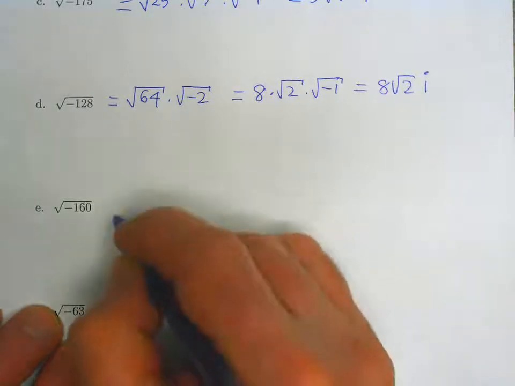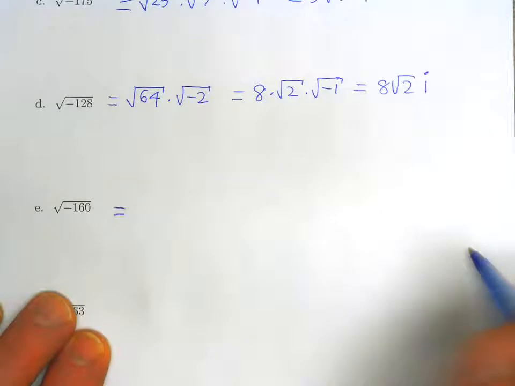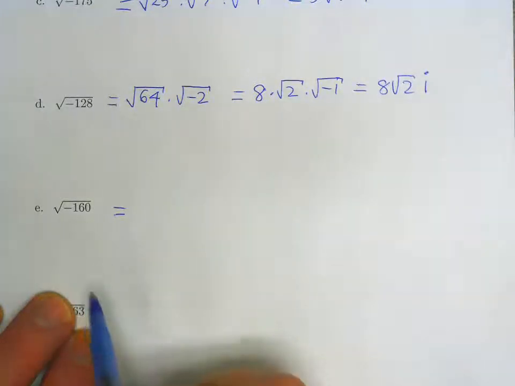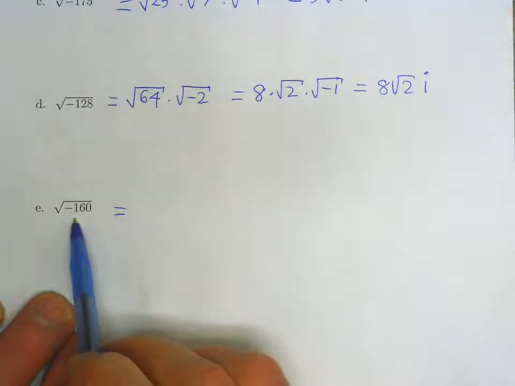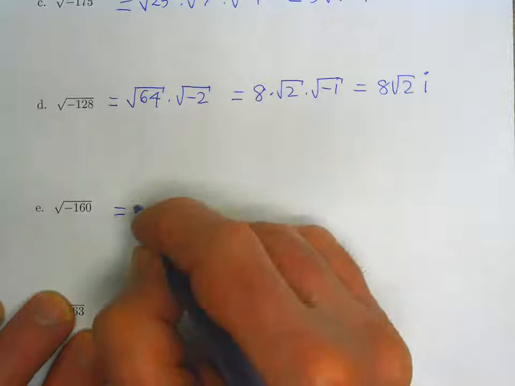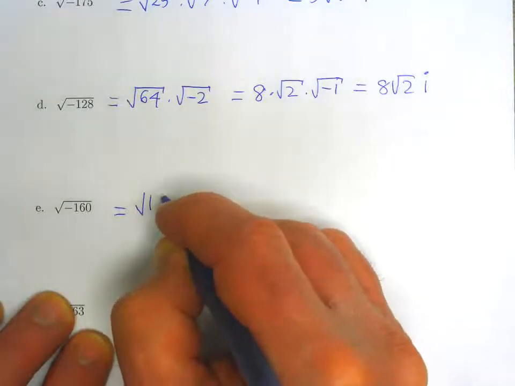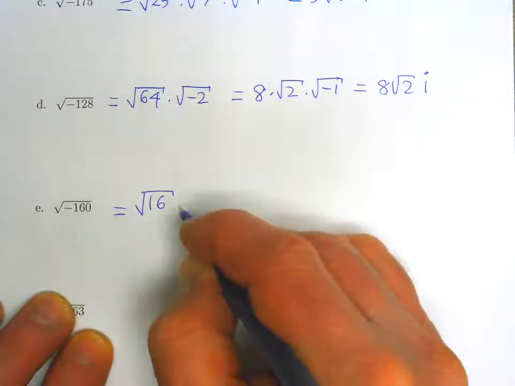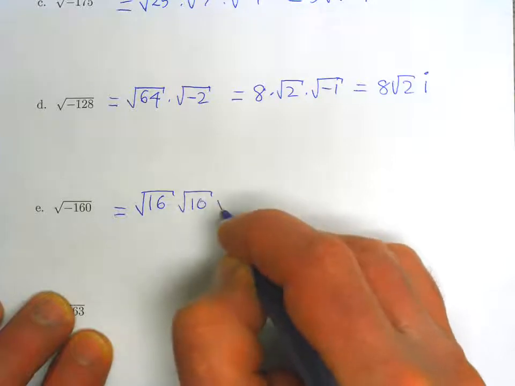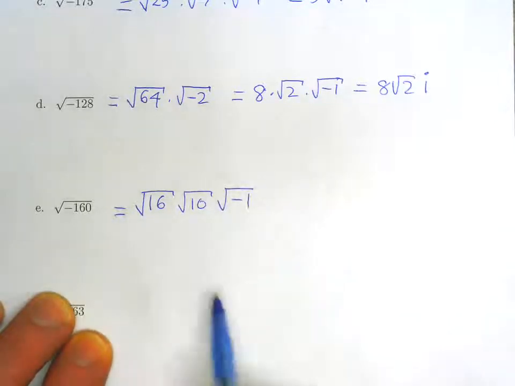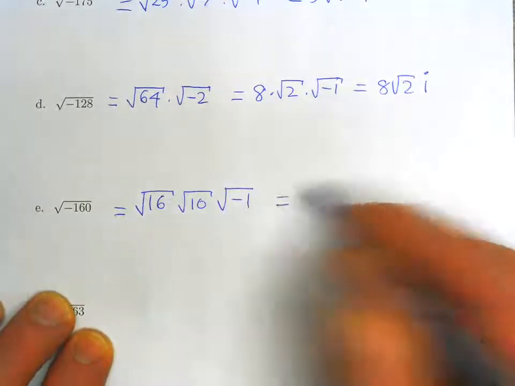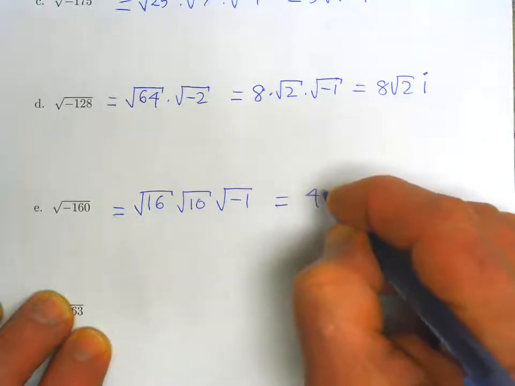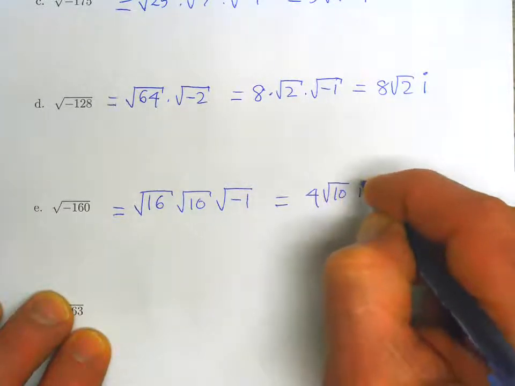Okay, on the next one, the square root of negative 160. We know that 16 is a perfect square, and 16 times negative 10 is negative 160. So we can write this as the square root of 16 times the square root of 10 times the square root of negative 1. And our final answer is 4 times the square root of 10 times i.